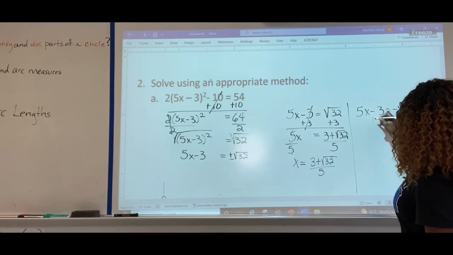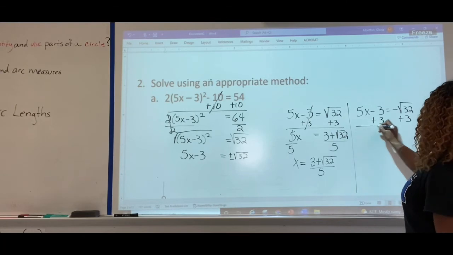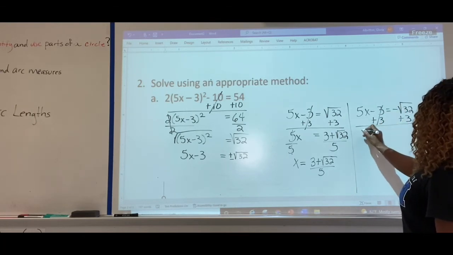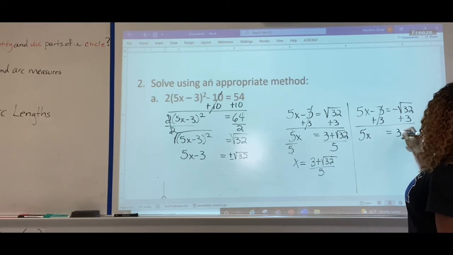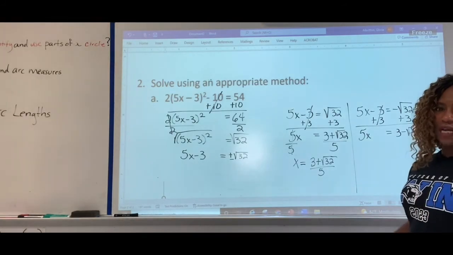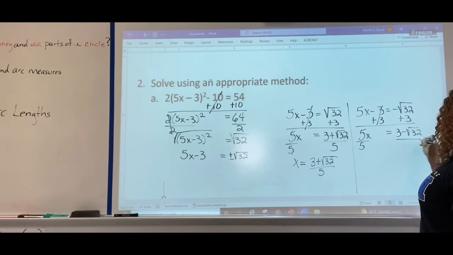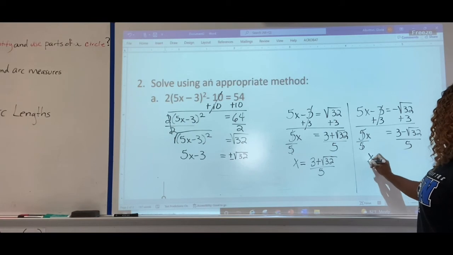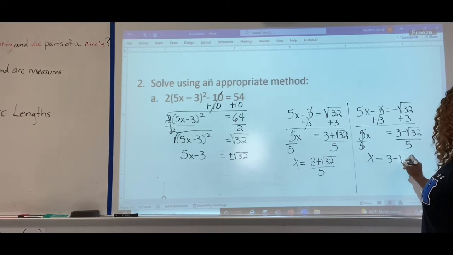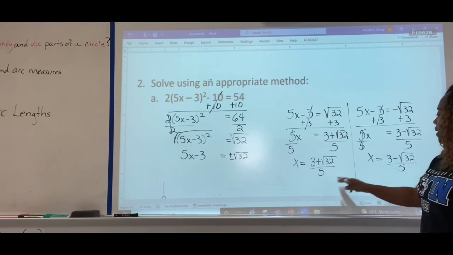Now let's do the same here. It's almost identical. We've got plus 3 on both sides. All right, that cancels to 0. You drop down your 5x equals, I can't combine these, so it's 3 minus the square root of 32. And then the last step, in order to isolate the variable, divide by the variable's coefficient. Whatever you do to one side, you have to do to the other. So here we got x is equal to 3 minus the square root of 32 over 5. So here are our 2 answers.